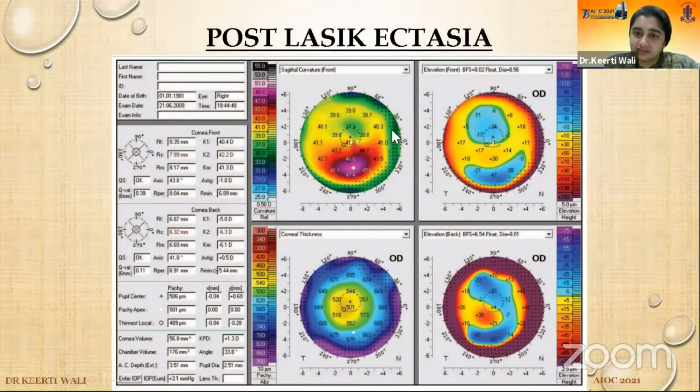Okay, but one thing we see here is the superior keratometric values are very flat, 37.3, 39.8 and all that. So this is an indication that it is a post-LASIK case rather than a simple regular corneal ectasia case. Okay, so this is an indication of post-LASIK ectasia.